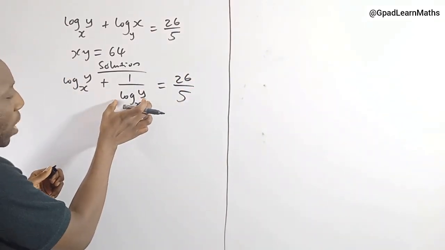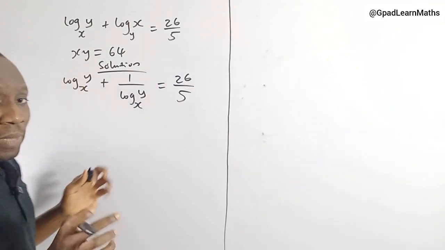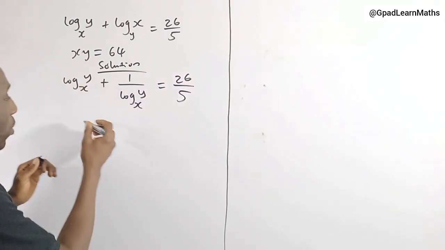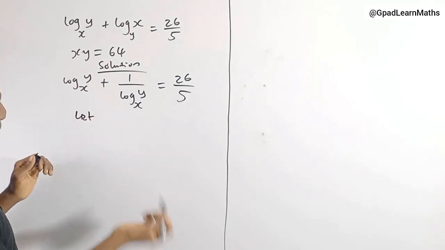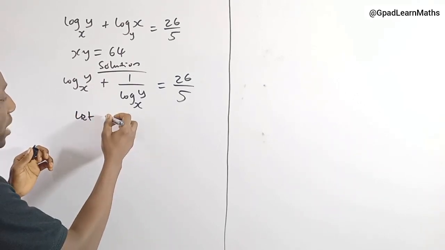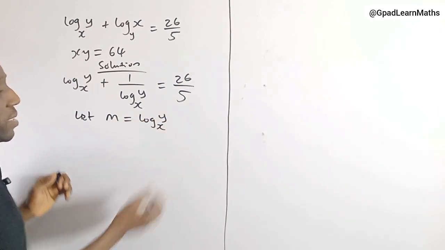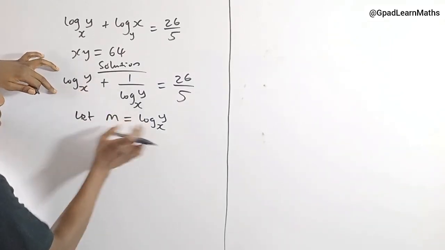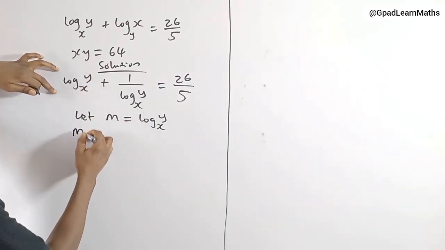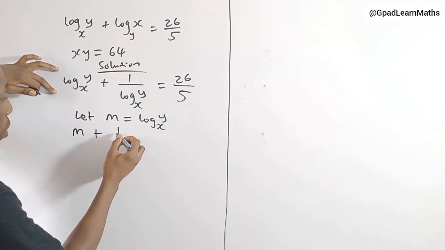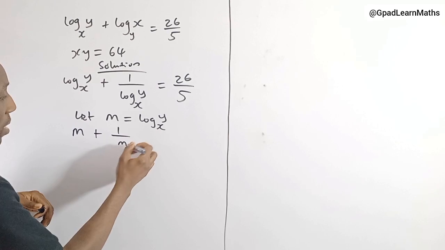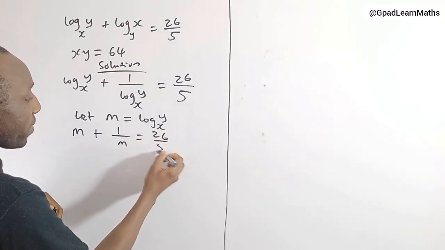Now that we have log y base x here and log y base x, to make this a simple equation, let m be equal to log y base x. So I'll plug in m here. I'll have m plus 1 over m is equal to 26 over 5.